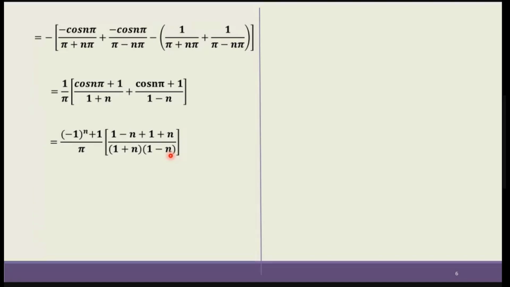Simplifying, n will get cancelled, we will get 2 upon 1 minus n square, minus 1 raised to n plus 1 upon pi into 2 upon 1 minus n square.